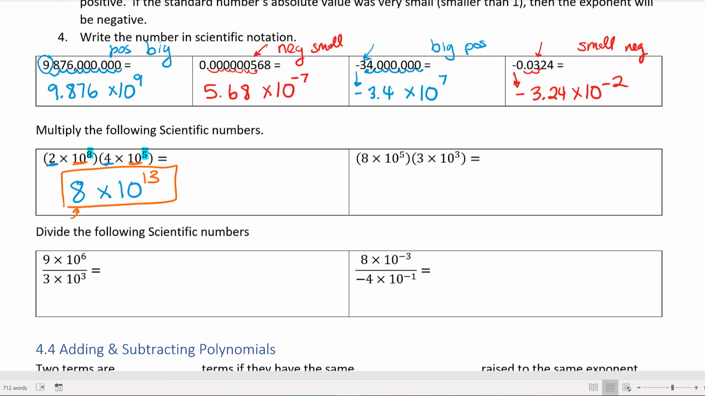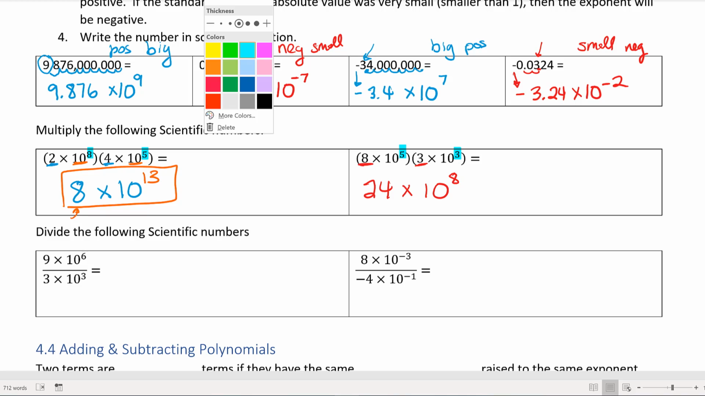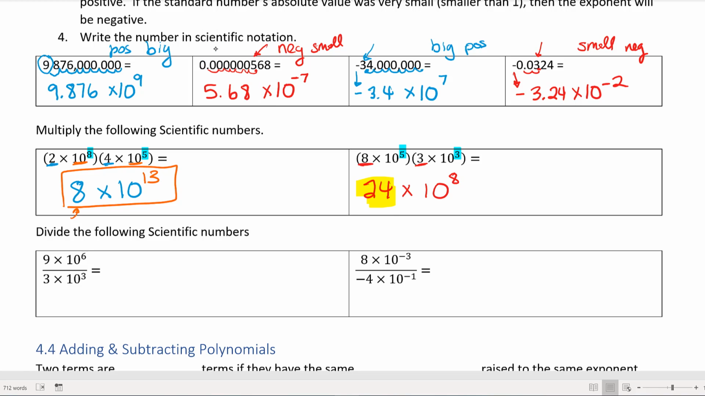Our next problem, we have 8 times 10 to the 5 times 3 times 10 to the 3. So 8 times 3 is 24 times 10 to the, I'm going to add my exponents. I have a 5 and a 3, and that adds up to 8. But unfortunately, this isn't done. And the reason it's not done is because 24 is too big. Our number out in front, to be in scientific notation, has to be between 1 and 10.